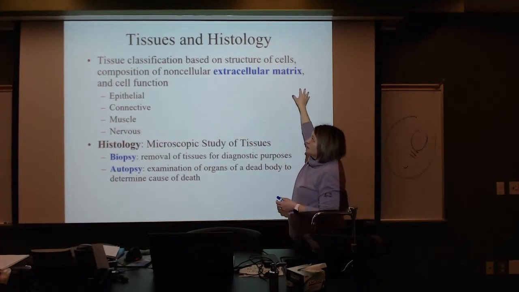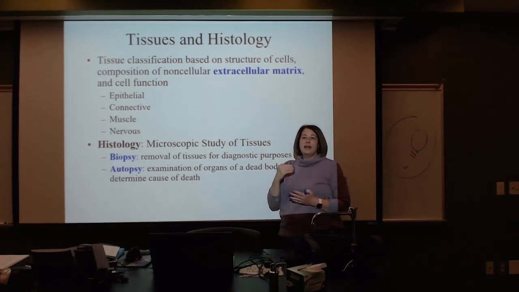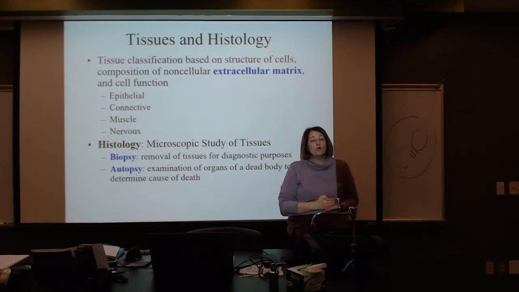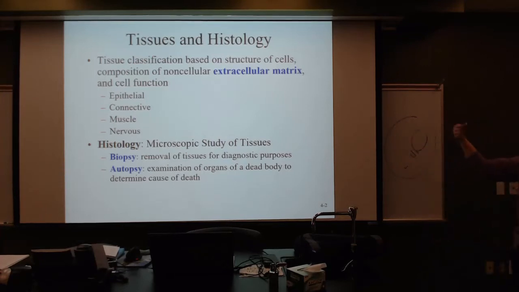So if we look at tissues of the body and the cells and how we are going to classify them, they are going to fall into one of these categories. They will be either epithelial, connective, muscle, or nervous. So these trillions of cells will fall into one of these categories.